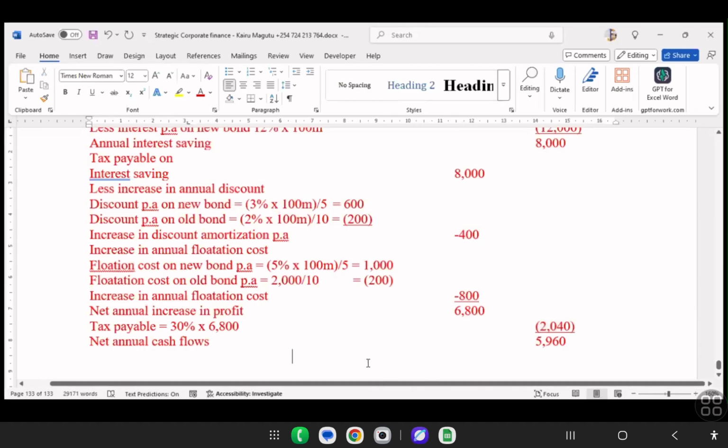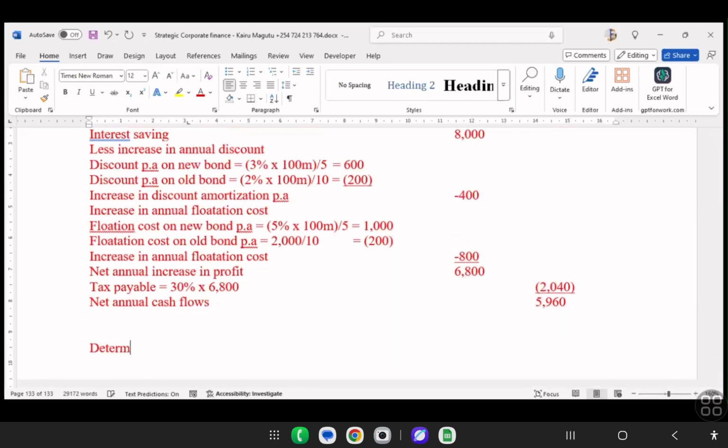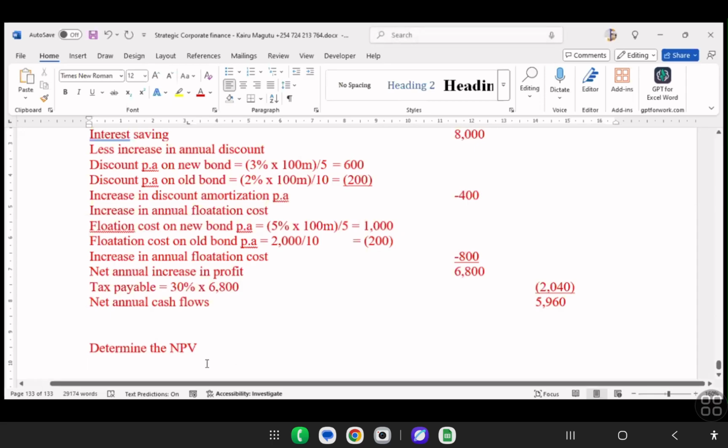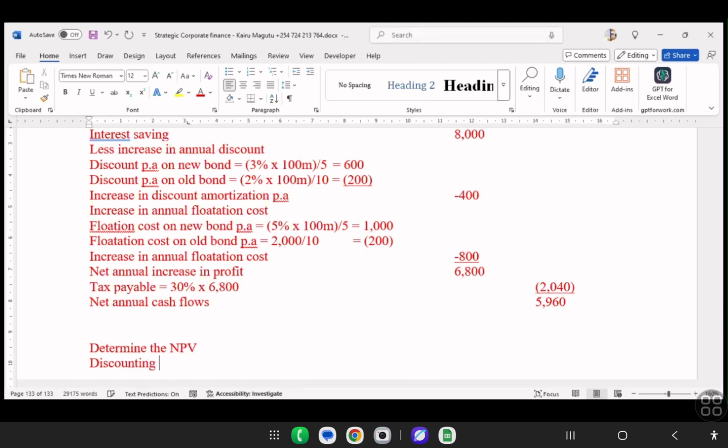Then the last thing we need to do is to determine the NPV. Remember we said that the discounting rate is the after tax cost of the new debt. The new debt is given at, let me say, the discounting rate.